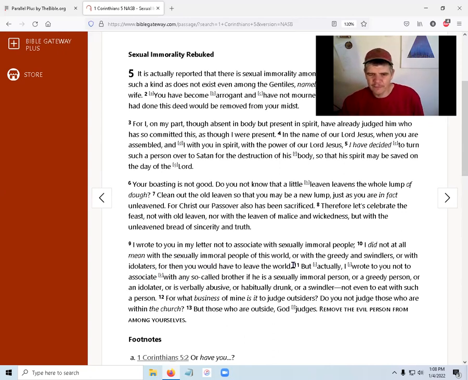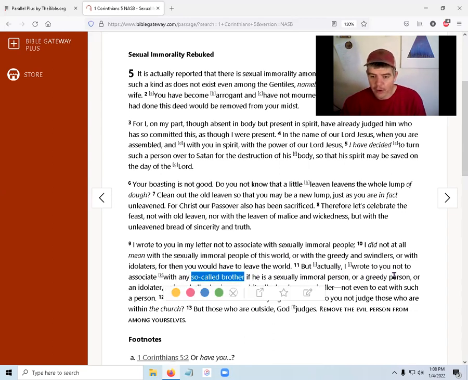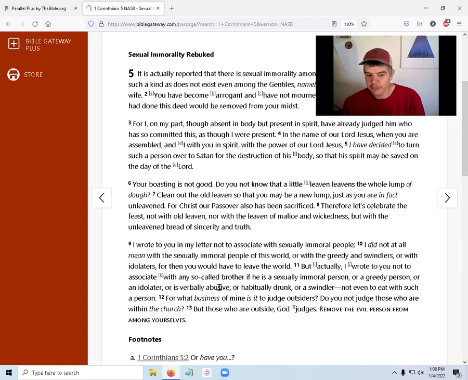In order to not associate with immoral people of the world, you would have to leave the world. But actually, I wrote to you not to associate with any so-called brother if he's a sexually immoral person, or a greedy person, or an idolater, or verbally abusive, habitually drunk, or a swindler, not even to eat with such a person. Don't even eat with him. For what business is it mine to judge outsiders? Do you not judge those who are within the church? Yes, that's who you judge. But those who are outside, God judges. Remove the evil person from among yourselves.